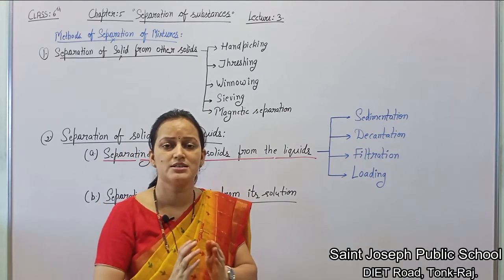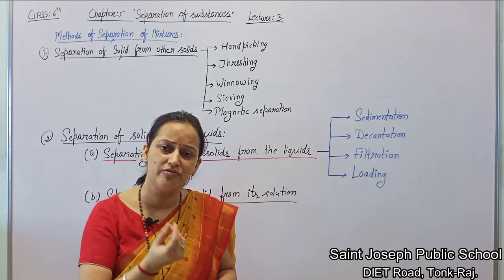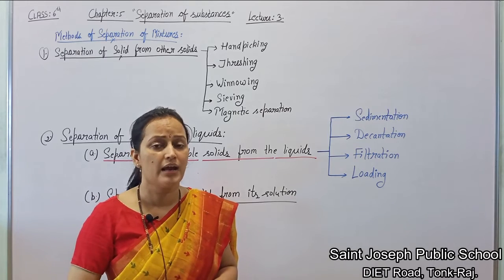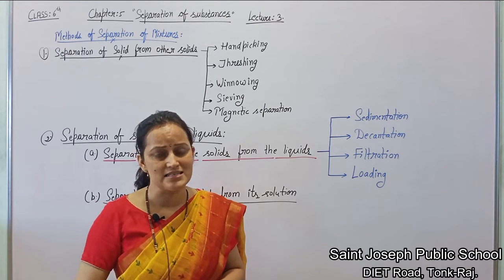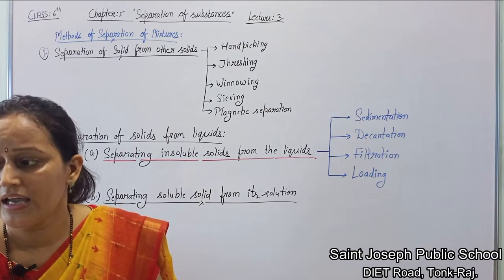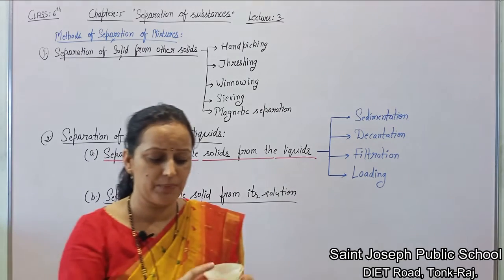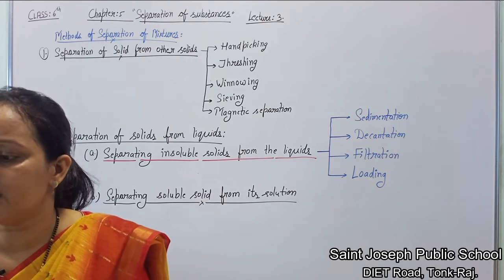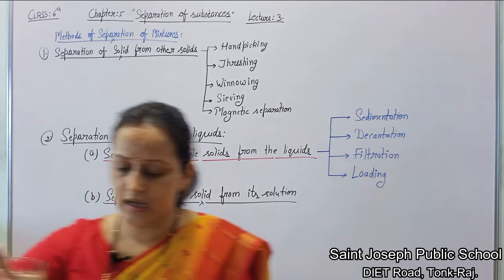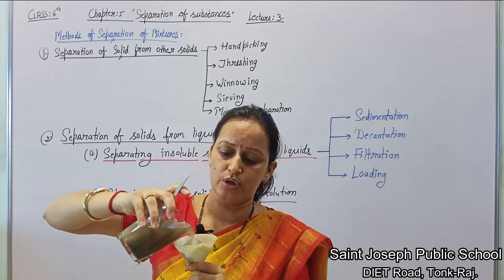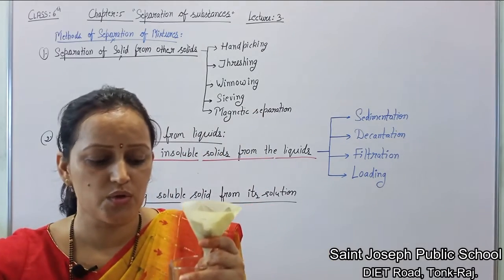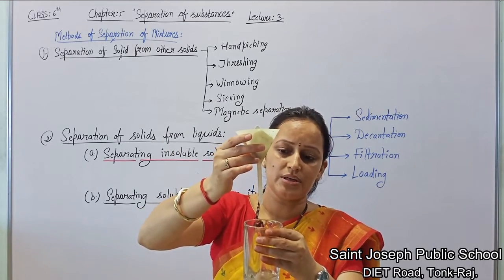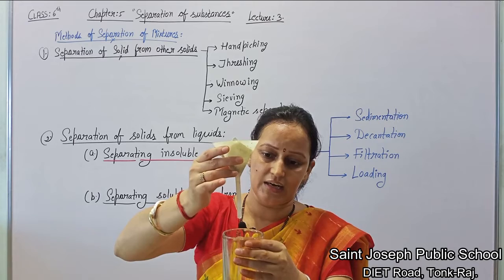What does this filter paper do? This filter paper is used to separate very fine solid particles, impurities from the liquid. And how is it done? Let's see. I have settled one filter paper in this funnel, and I am pouring some muddy water over it, right. So we can see that drop by drop water is coming down through this funnel. You can see that, right?